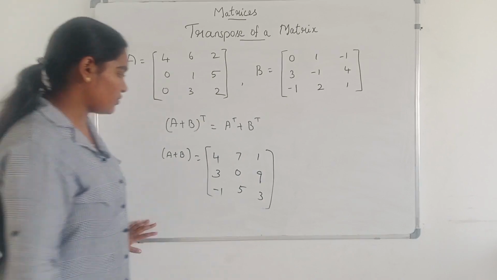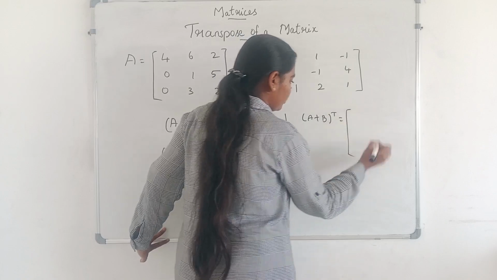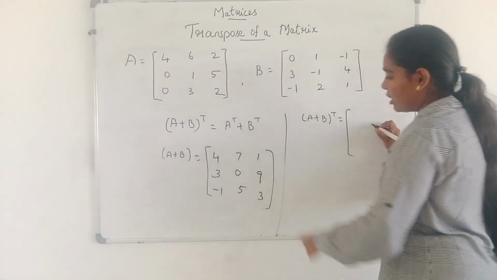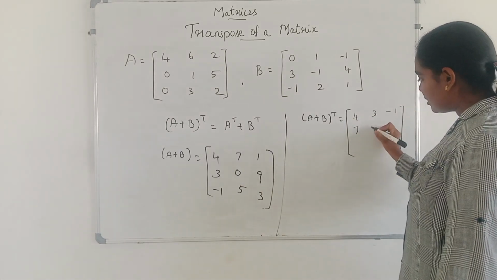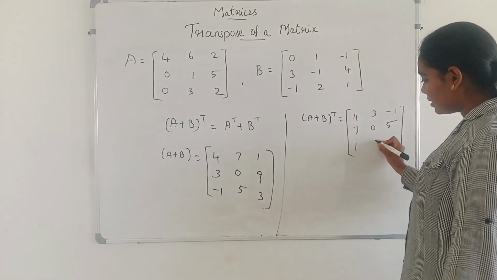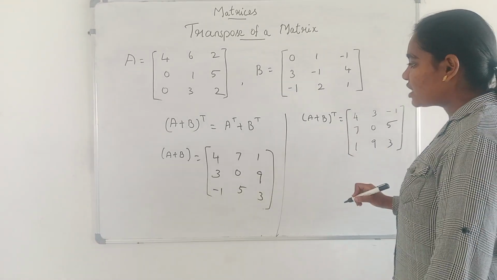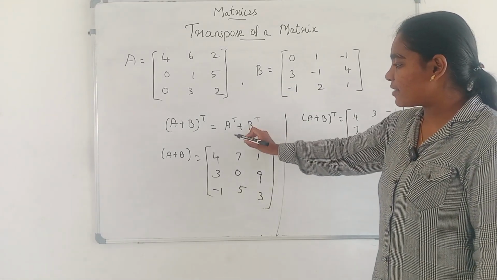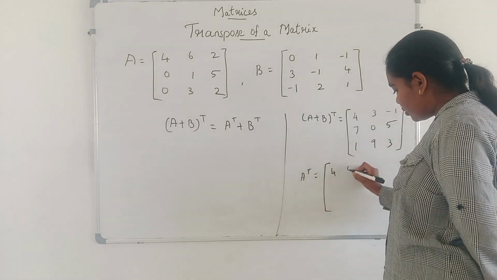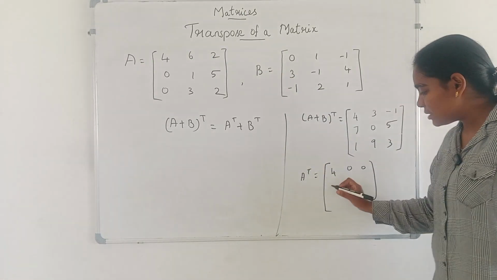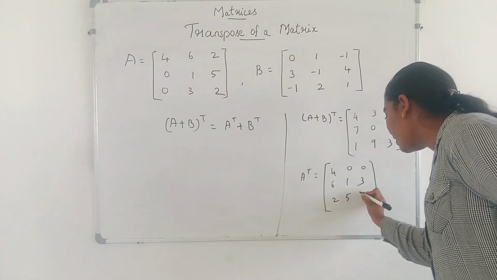Next, take transpose of this. So, A plus B, the whole transpose equal to, first column will be written as first row. Next, second one is second row. Third one as third row. Now, this is our value for A plus B, the whole transpose. Next, what we have to find? We have to find the value of A transpose and B transpose, and we have to add them. For A transpose, first row is 4, 0, 0. Second row is 6, 1, 3. Third row is 2, 5, 2.